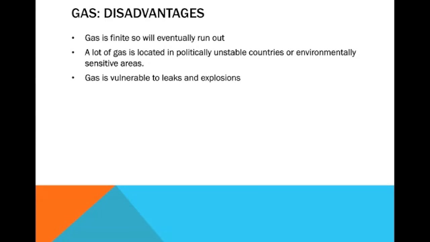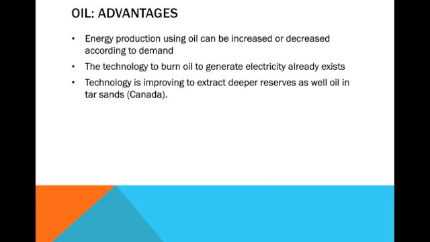What are some disadvantages of gas? Well, gas is finite, so it will eventually run out. And a lot of gas is located in politically unstable countries or environmentally sensitive areas, so even just getting access to it is quite tricky. Also, gas is vulnerable to leaks and explosions, which can potentially be very harmful to both people and the natural environment.